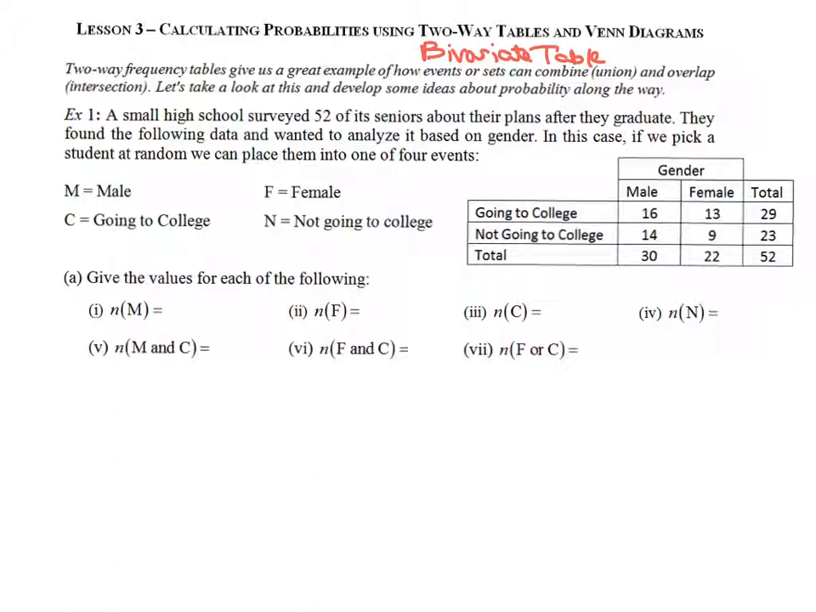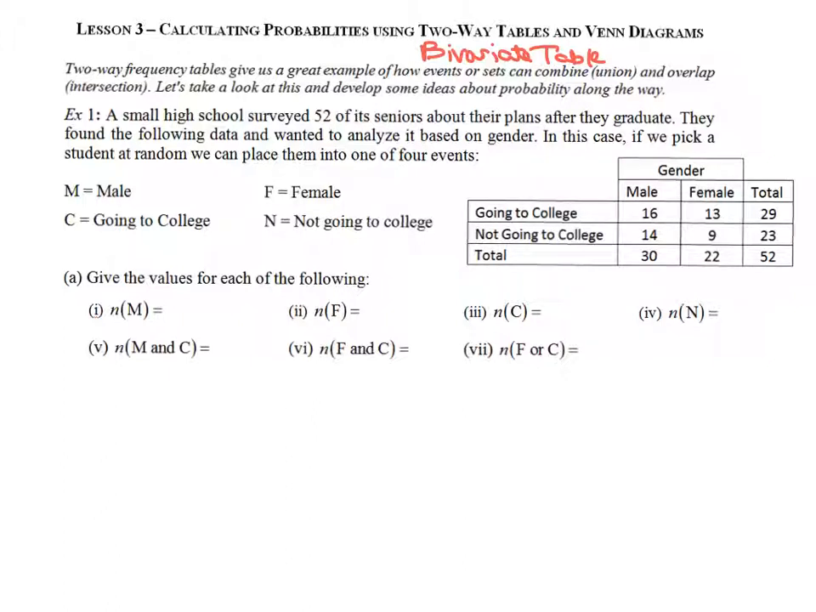Today in lesson number 3, we're going to calculate probabilities using two different methods, a two-way table and a Venn diagram. Sometimes a two-way table is also called a bivariate table. Using both of these methods, we will be able to see how events or sets can combine by looking at unions or overlap by looking at their intersections. So let's start with example number 1.